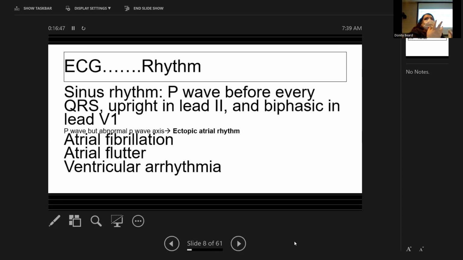And so usually to define it as multifocal atrial tachycardia or wandering atrial pacemaker, you have at least 3 different P wave morphologies. And so something to keep an eye out. And then ventricular tachycardia, ventricular fibrillation, we'll go through in a little bit as well.